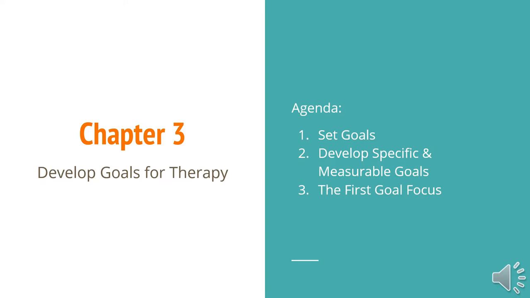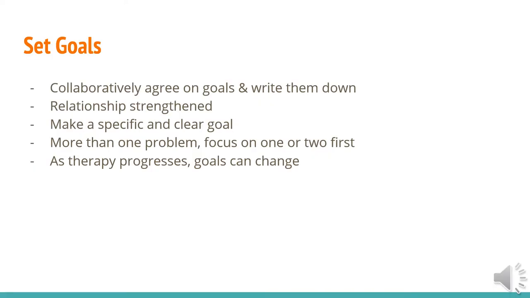Chapter 3 will cover how to develop goals for therapy. The agenda for this chapter includes setting goals, developing specific and measurable goals, and the first goal focus. Setting goals is important to CBT because it can help the client feel as if they have achieved more. In order to do this, you should work together to agree on goals and write them down.